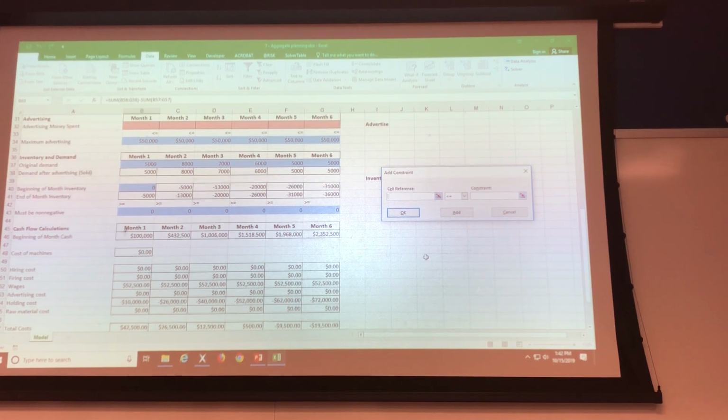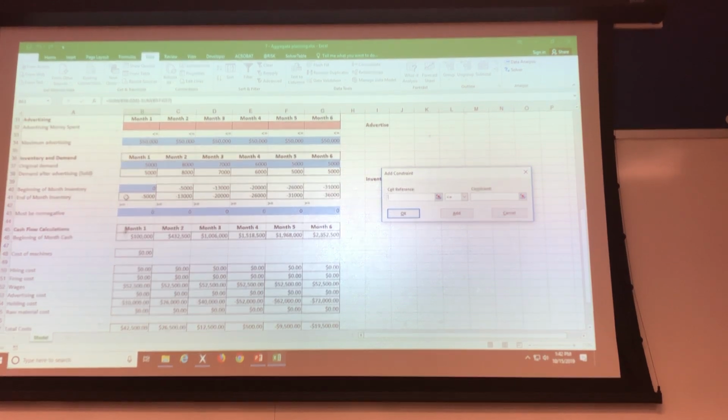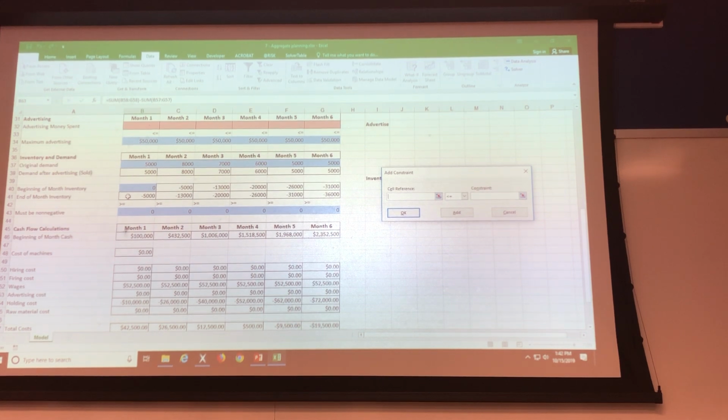Inventory. Non-negative inventory. That's what they want to make sure, that you don't do any backlogging. That section of the book, we're not doing the backlogging section in chapter 4. Okay, so the inventory levels that you see, B to G 41, have to be greater than or equal to 0. And I've got that listed out across B to G 43. So that's non-negative inventory.